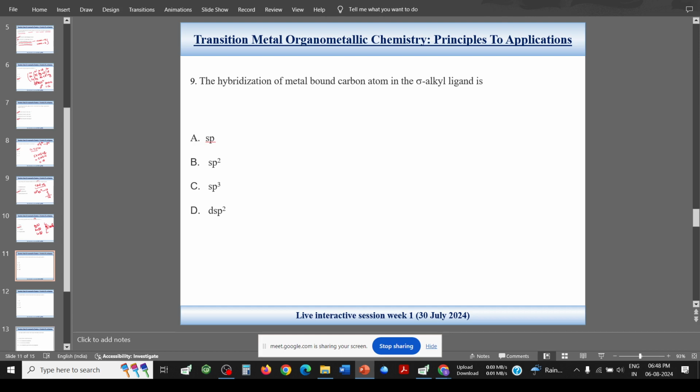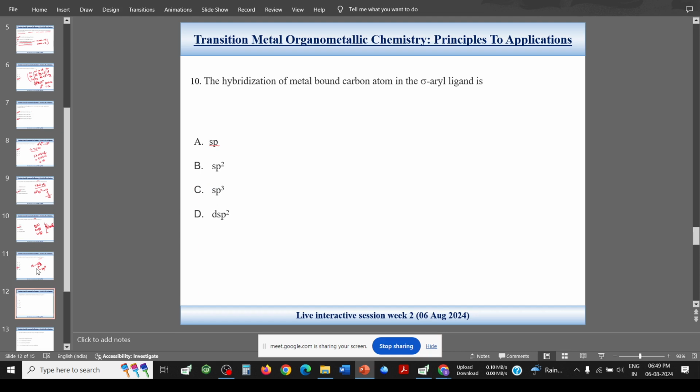What will be the hybridization of sigma alkyl complexes? So sigma alkyl complexes. The general example is MCH3, this is the general representation. So sigma alkyl, or better M-CR3. The hybridization of this carbon is sp3. This is the sigma alkyl complex. So the right answer will be option number C.